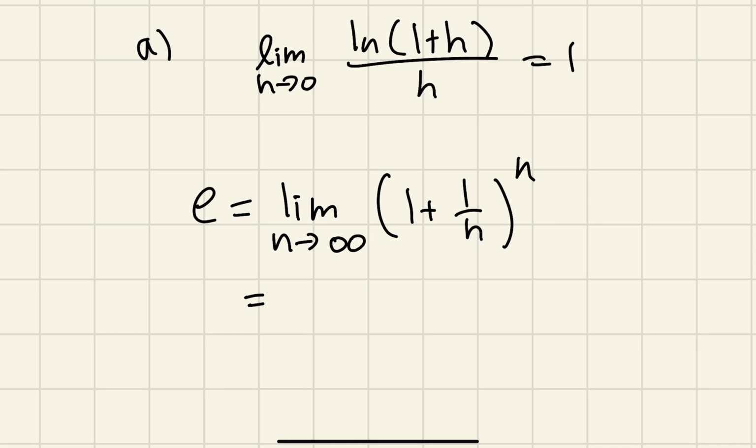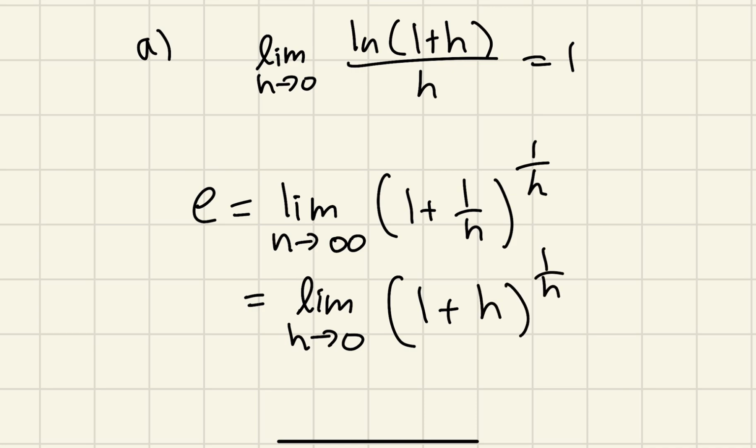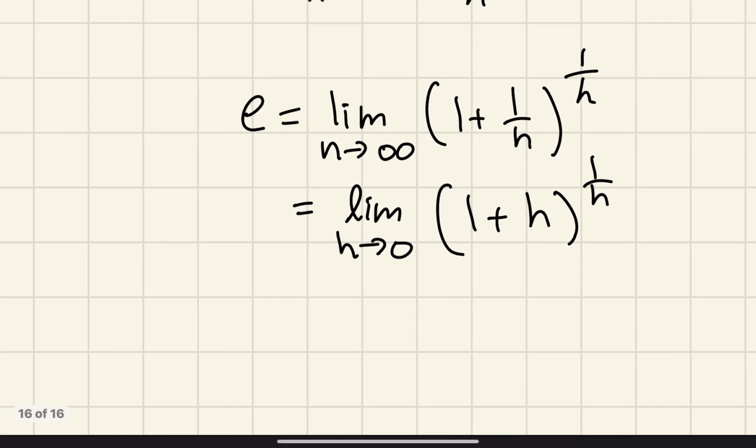So we can also rewrite this top part as 1 over h, because h equals 1 over n, so 1 over h would be basically just n, right? So 1 over h, and then we can substitute the rest in, so the limit as h approaches 0 of (1 plus h) to the power of 1 over h. And we just take the natural logarithm of e, which is 1, equals the natural logarithm of whatever this is, right?